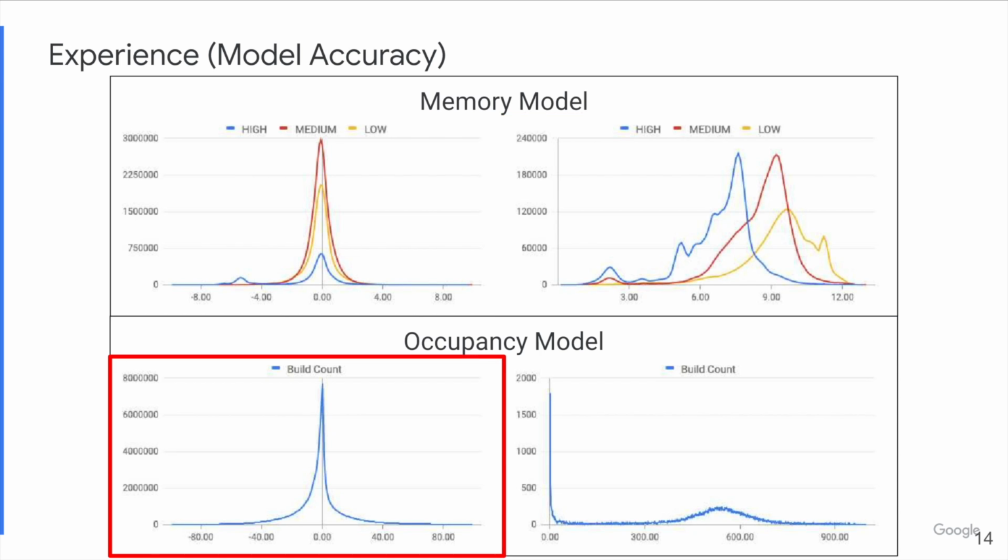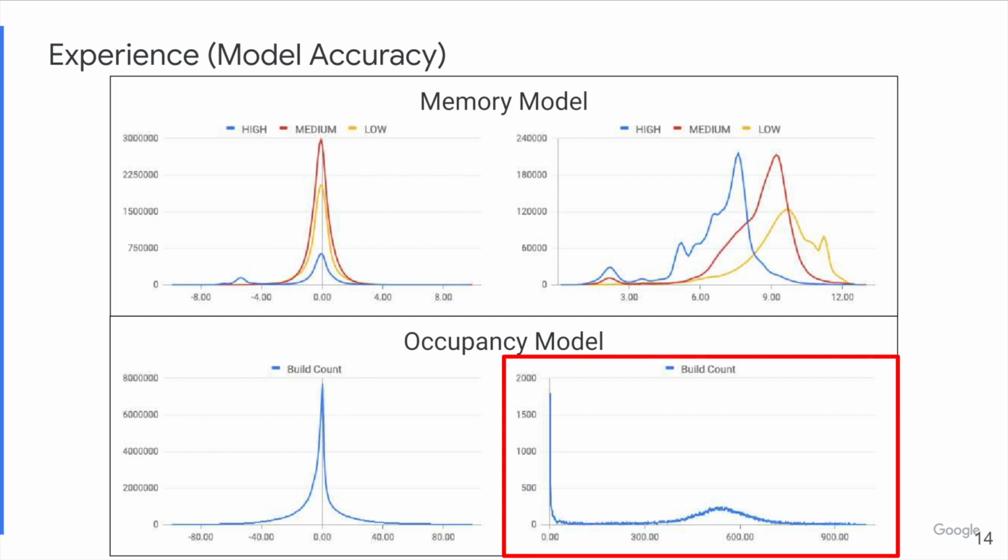In this graph, the x-axis is the occupancy error, which is the actual occupancy usage minus the predicted occupancy usage, and the y-axis is the build count. We can see that the spike is at 0, which means our occupancy model is quite accurate in predicting the occupancy usage of a build.